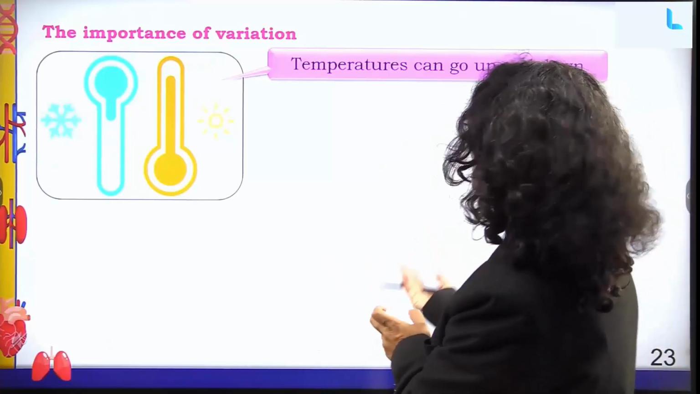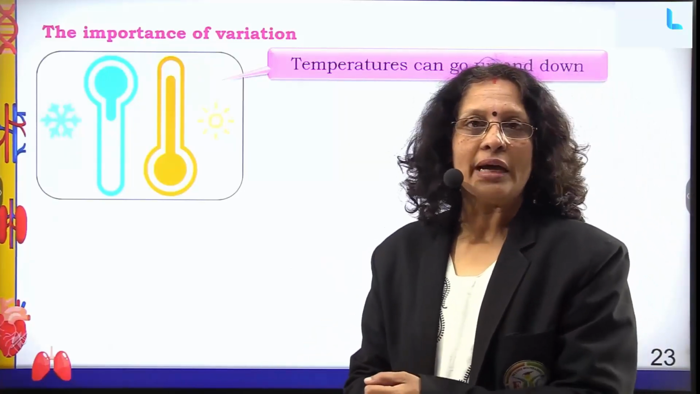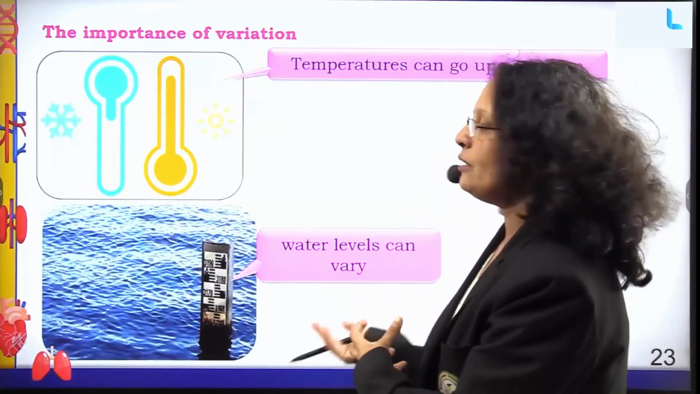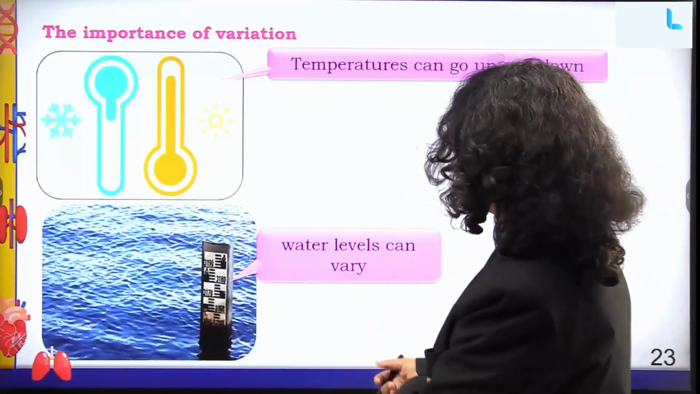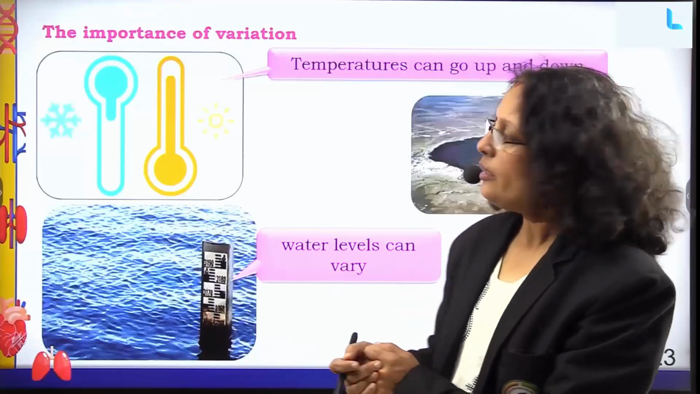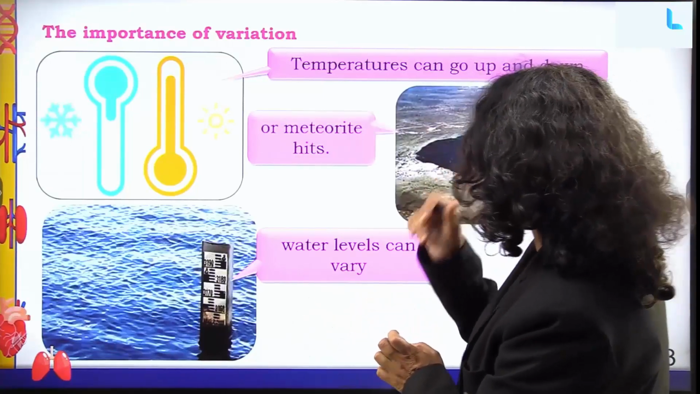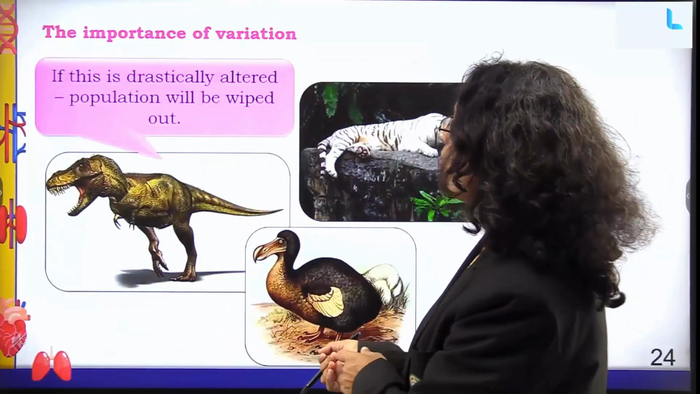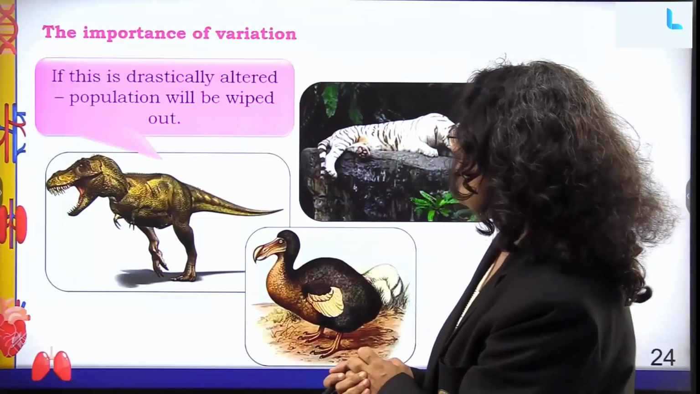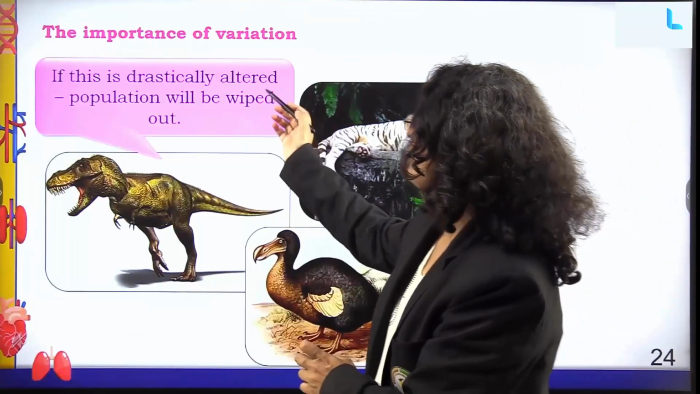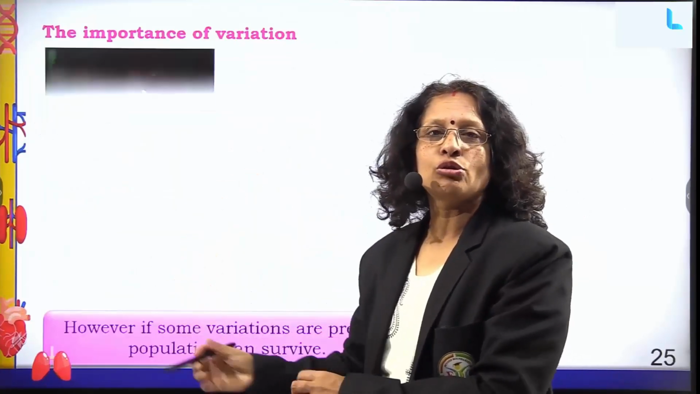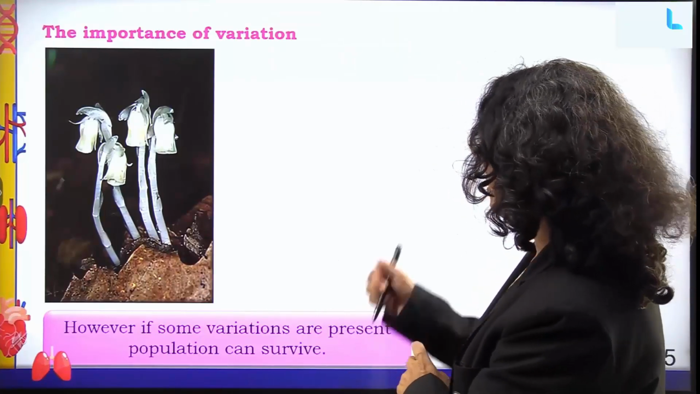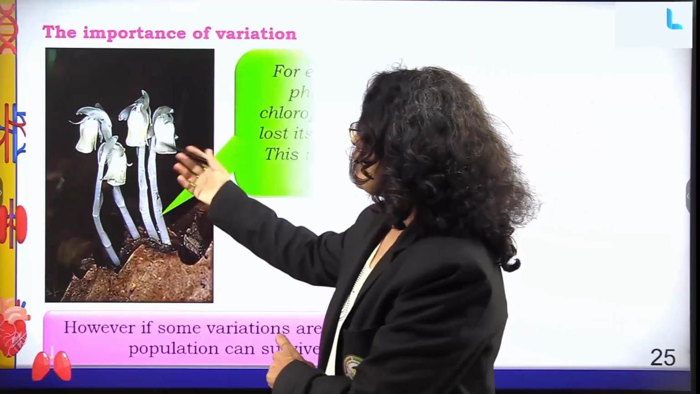Temperature can go up and down, and depending on that, an area will produce a particular kind of crop, or animals can survive in that particular area. Water levels can also vary, and depending on that the animals will stay, or meteoritic hits. Because of that you can see the existence of animals and plants. If this is drastically altered, the population will be wiped out. If a drastic alteration happens, a dinosaur-type population will become extinct completely.